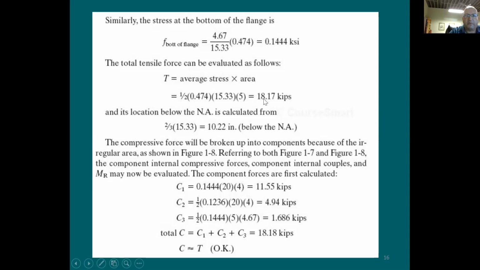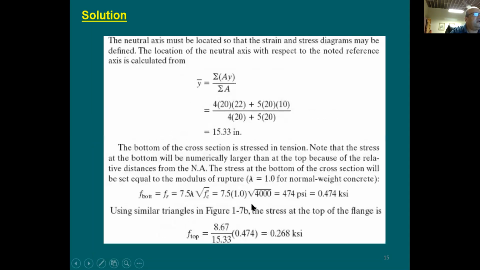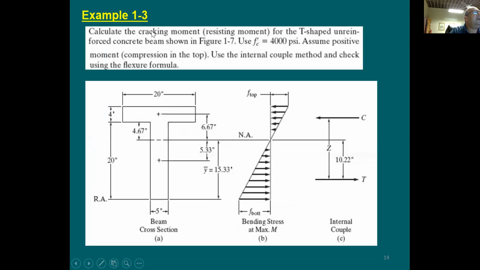It just depends on the approximation that you do in your analysis and rounding up the numbers or rounding them off. So here we're able to prove that tension is going to be the same as the compression. I said, well, is this enough? Now, where's the moment? Because let me take you back here to this slide. It says, calculate the cracking moment. Based on what? Based on the internal couple method.